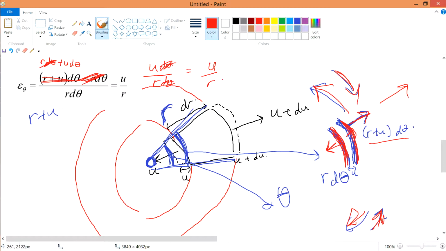So the d theta cancels out, you will have u over r. And why is this r d theta over here still talking about the original length? The original length is actually r over here, right? r plus this is actually a small change of u. We're talking about a small change of u. I think you get what I mean already.